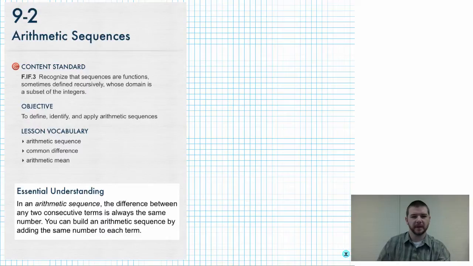Section 9.2, Arithmetic Sequences. The objective of this section: to define, identify, and apply arithmetic sequences. Lesson vocabulary: arithmetic sequence, common difference, and arithmetic mean. An essential understanding: in an arithmetic sequence, the difference between any two consecutive terms is always the same number. You can build an arithmetic sequence by adding the same number to each term.